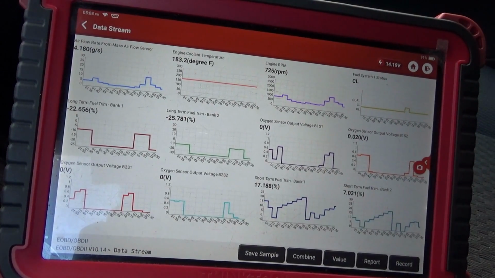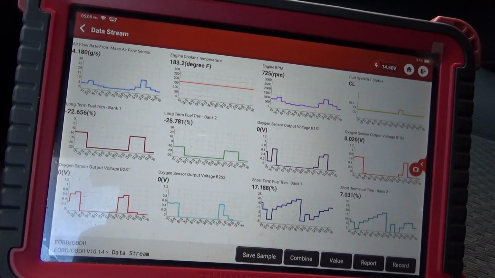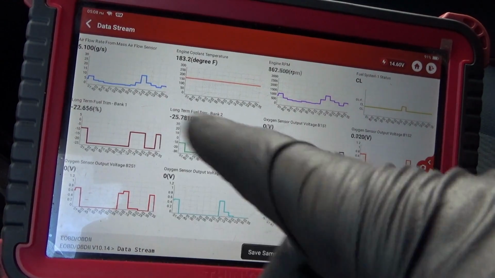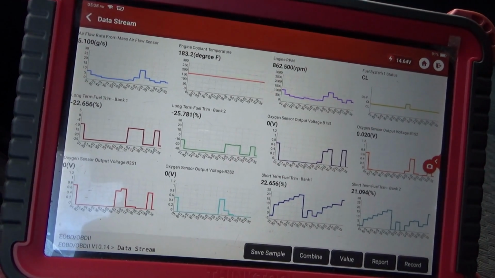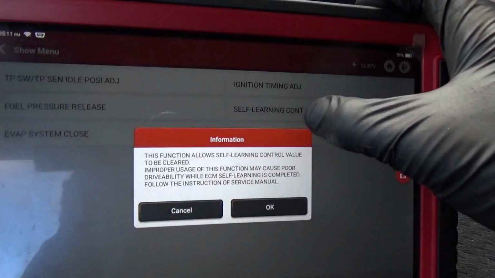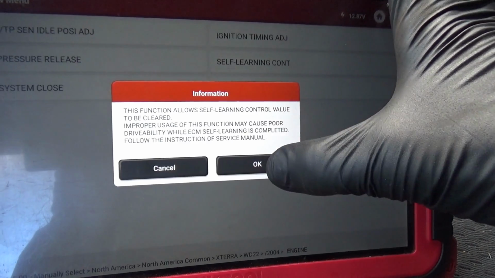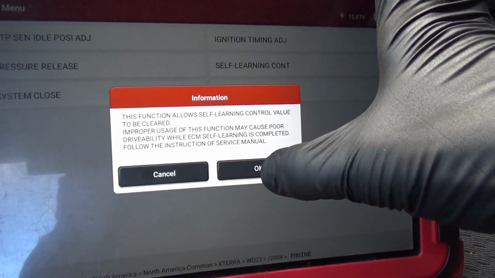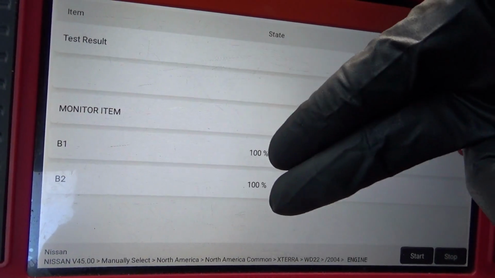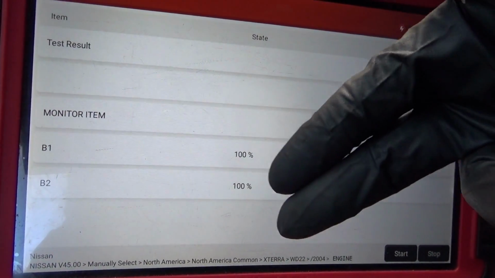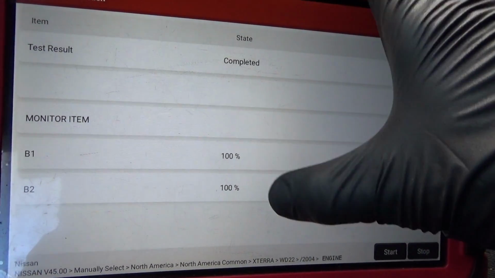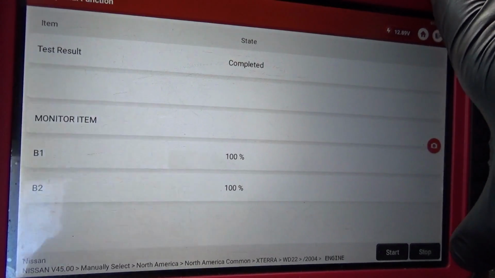There's a memory clear. I want to get rid of these fuel trims. Might have to log into the Nissan OEM side to do that. So in the Nissan OEM menu, this self-learning CONT function, I already did this, but it started at 75%, so basically 25% negative. And you hit start, and it resets both of these to 100%.